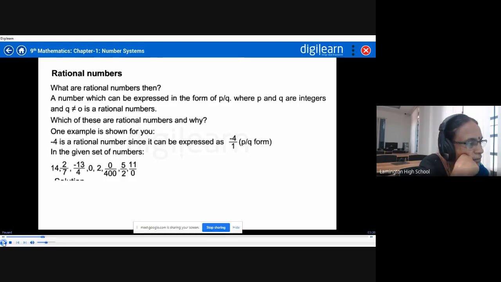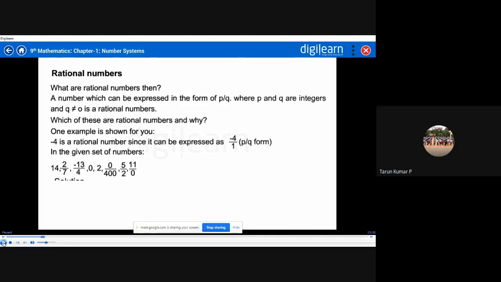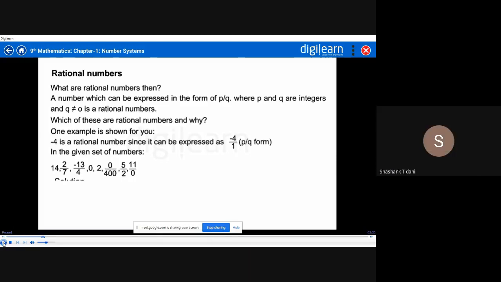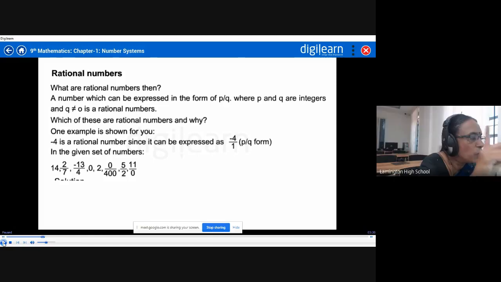Students, are you hearing? Watching? Hello? Tell your presence. Teacher 1402. No, 14 is a rational number. 14 means 14 by 1 we can write. That is in the form of p by q. So it is a rational number.